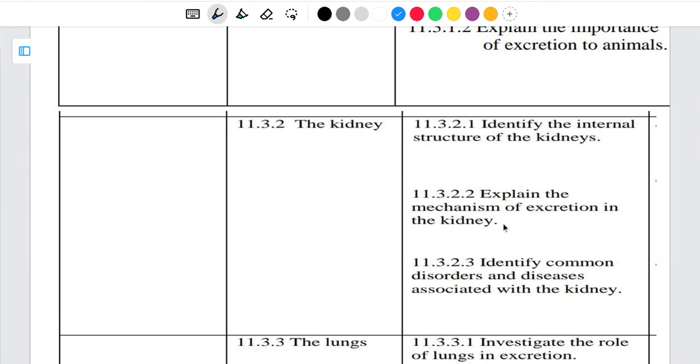Then you explain. After drawing the nephron, you label it. You explain the mechanisms of filtration, the substances which are filtered at the glomerulus and the substances which are not filtered, and the reasons why they are not filtered. Like blood cells are not filtered because they are big molecules. Proteins are not filtered, but glucose is filtered.